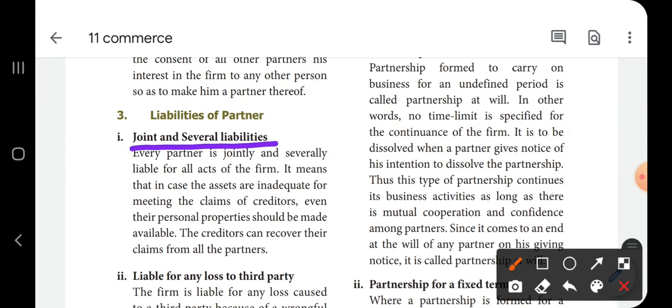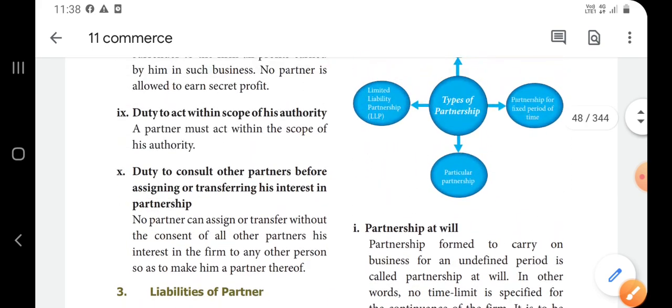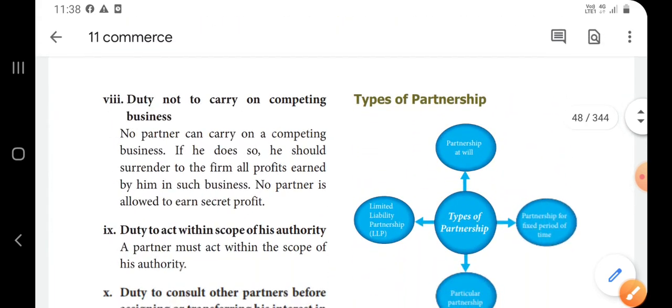They may ask for 3 marks. The partner's liability is unlimited, but you should mention it is joint and several liability. Sole trader's liability is unlimited, partner's liability is unlimited, and joint and several liability you should mention when it is asked. Next one is types of partnership.